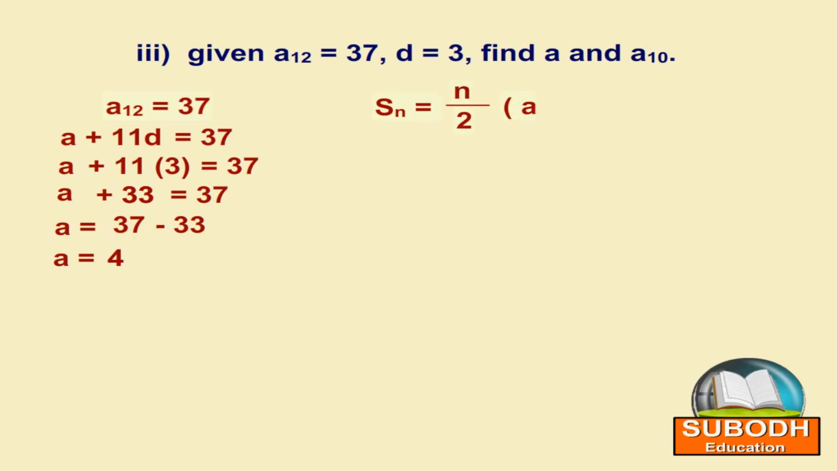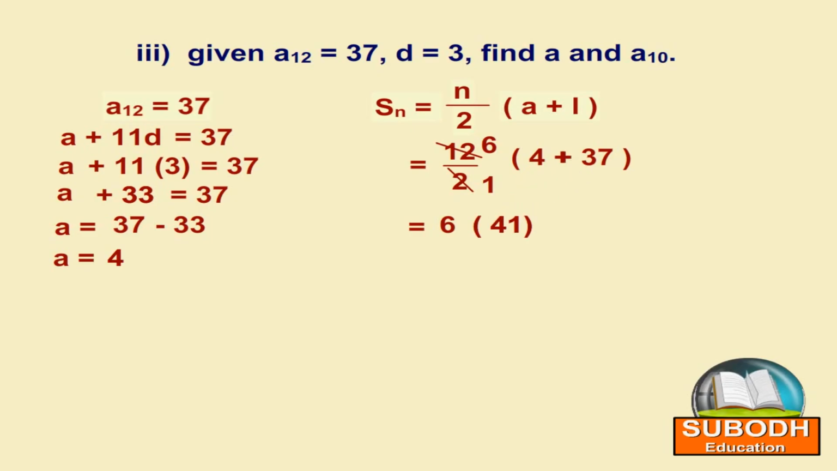Sn is equal to n by 2 into bracket a plus l. n is 12 by 2. a is 4, plus l is 37. 2 ones are 2, 2 sixes are 12, 6 into 4 plus 37, 41, is equal to the product 246.